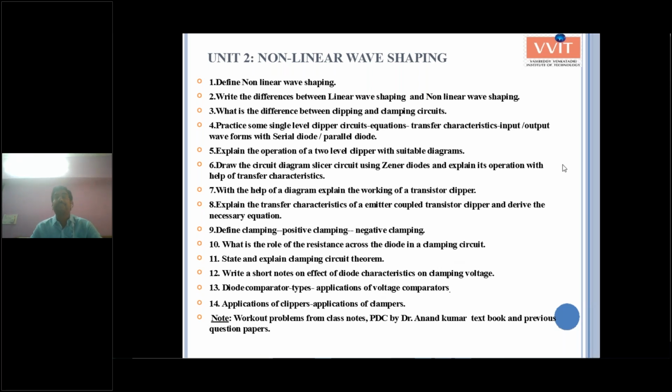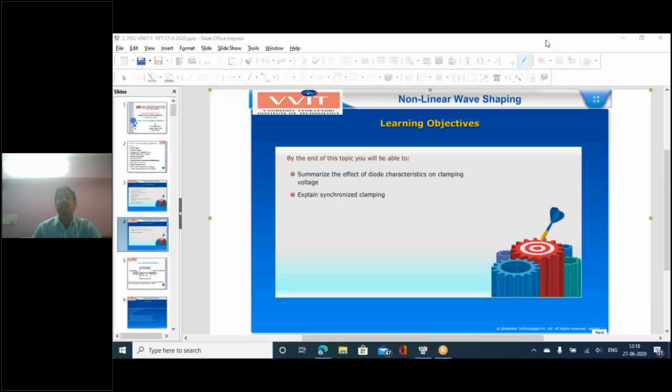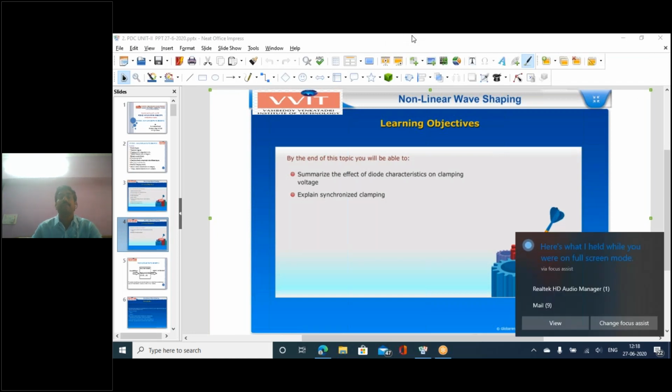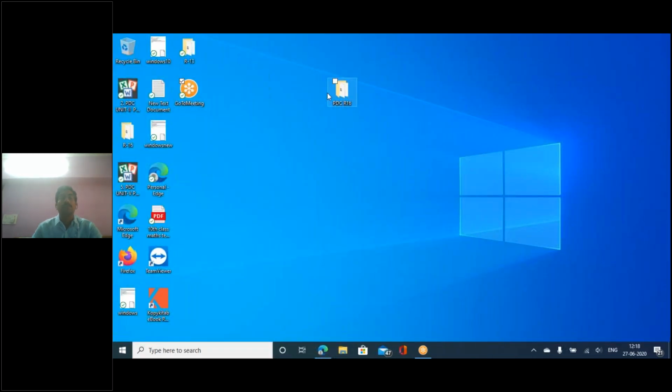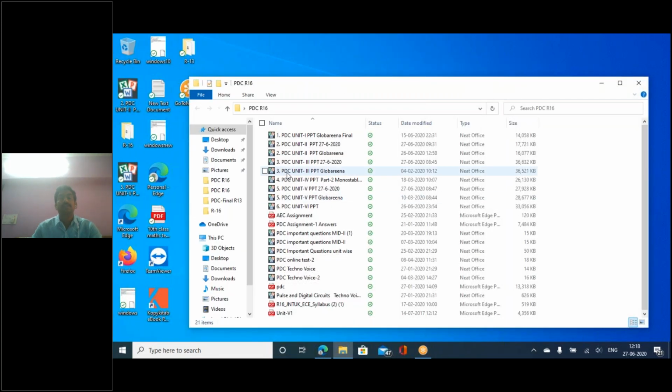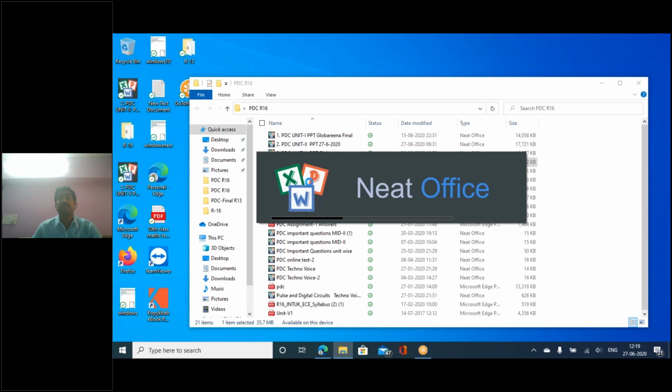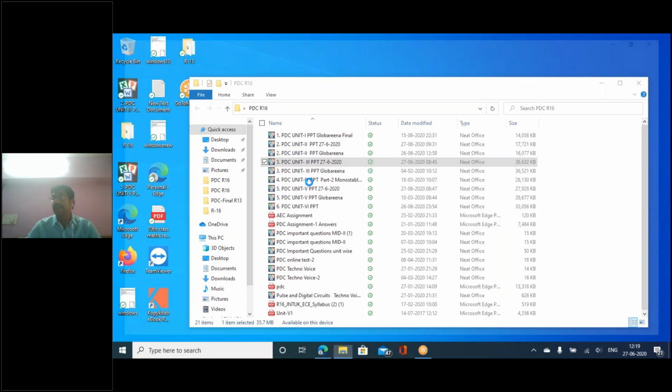So now I am moving to the third unit. In the third unit I will explain only the switching characteristics. Another 5 or 10 minutes, and this will finish. The third unit mainly has two parts: one is diode and transistor switching times, and the second is bistable multivibrators.